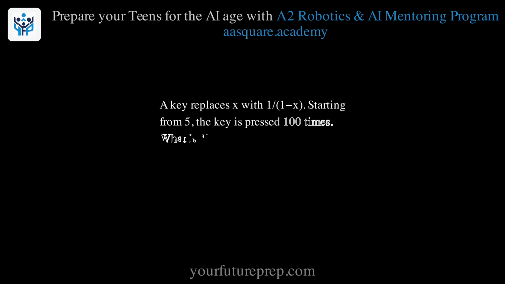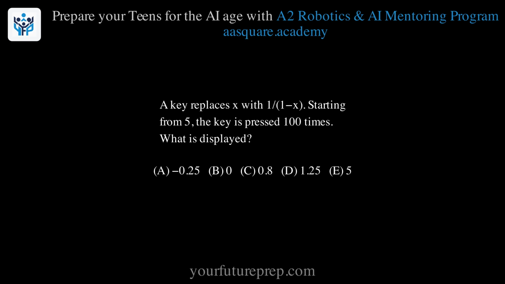Problem 20. Suppose there is a special key on a calculator that replaces the number x currently displayed with the number given by the formula 1 divided by the quantity 1 minus x.